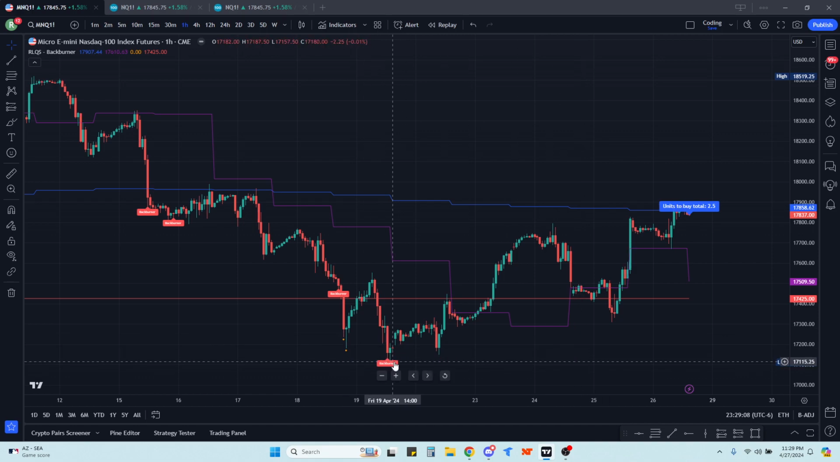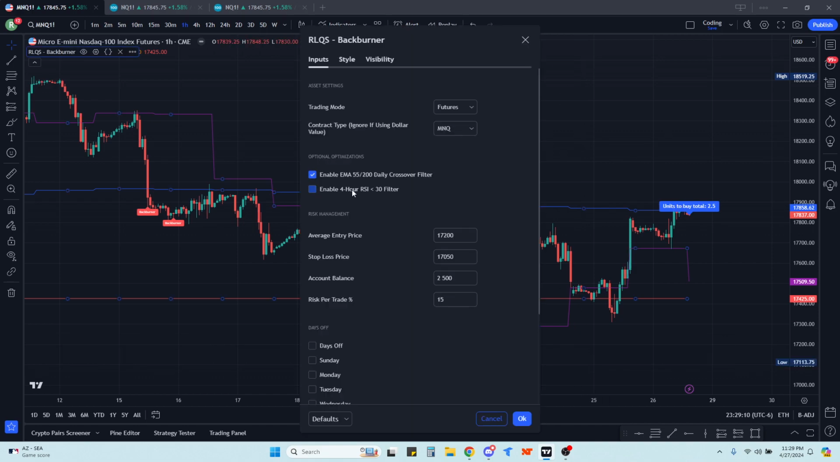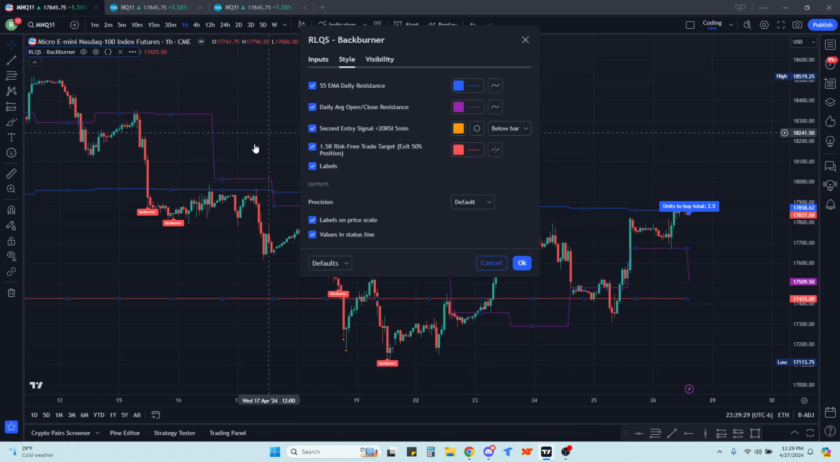Long story short, that's pretty much what that is. I built in a couple, like the enable 4-hour RSI also has to be below 30, and making sure your daily uptrend is up. I'll probably go ahead and add 2 more of these, 12-hour and 24-hour, just so you can toggle it around if you would like. But essentially, that's the basics of it. So let me explain what these other lines are here.